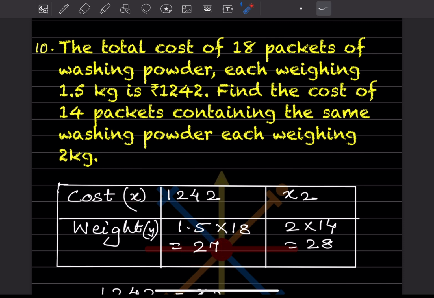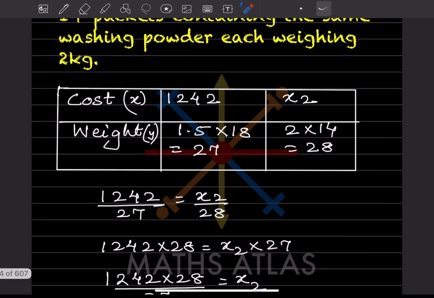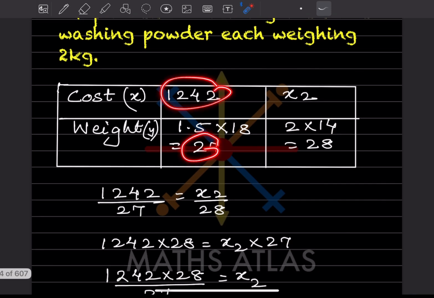The other one, we don't know the cost. Let us consider this as X2, because this is X1, this is Y1, this is X2 and this is Y2. There are 14 packets containing the same washing powder, each weighing 2 kilograms. So here 14 into 2, that is going to be 28. So we don't know the cost here. So this divided by this one, so this will be X1 by Y1. So 1242 divided by 27 is equal to X2 by 28.